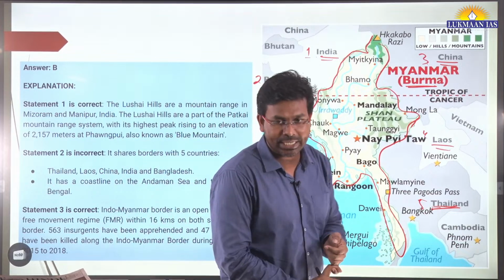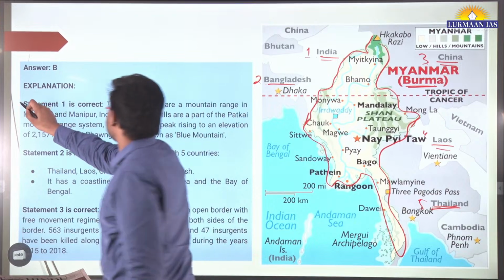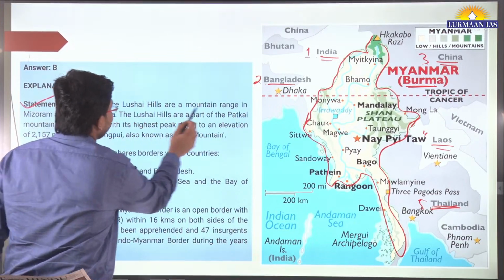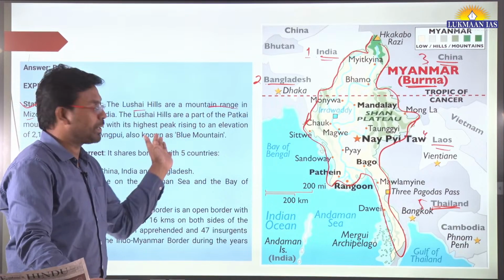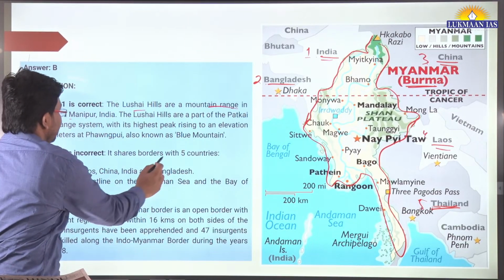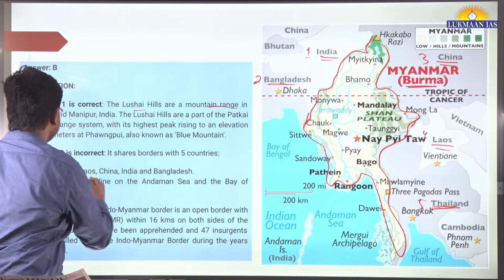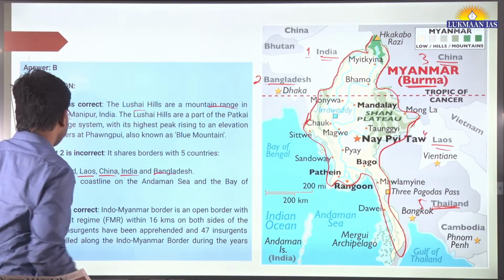Lushai Hills are also known as Mizo Hills, right? So the first statement is correct. It says Lushai Hills are a mountain range in Mizoram and Manipur. So some of its portion is in Manipur also, and that's why it is correct. Second is incorrect because it does not share border with only 3 countries. It shares border with 5 countries: Thailand, Laos, China, India and Bangladesh.